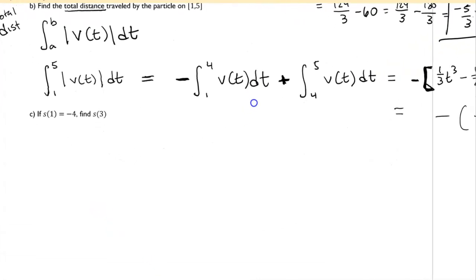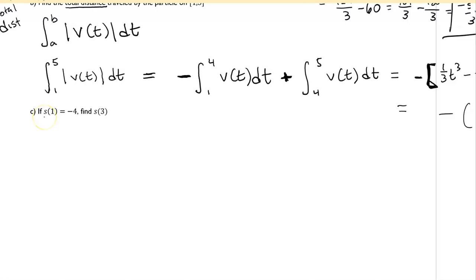Okay, last question. If s of 1 equals negative 4, find s of 3. This sounds like an initial condition. Let's think about this. These ones are sometimes hard to do. If we were to integrate our velocity function from 1 to 3, why would I choose 1 and 3? Because that's the stuff it's asking about. If I were to integrate v of t from 1 to 3, that would be v's antiderivative, which is our position function s, and using the fundamental theorem of calculus, that's s of 3 minus s of 1.